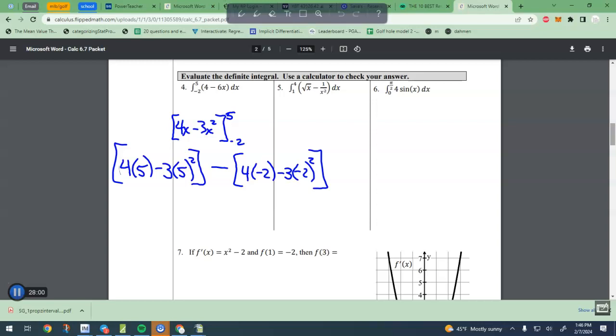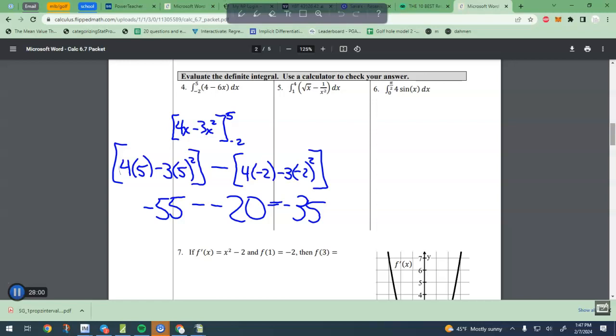And then I got to work that stuff out. So this is like 20 minus 75. So negative 55. Minus, this would be negative 8 minus 12. So minus negative 20. And that's negative 35. So if my answer is negative 35, is more of the curve underneath the x-axis or above? It's under because we got negative. I don't care about the answer. It's the process. Does that make sense what I'm doing?